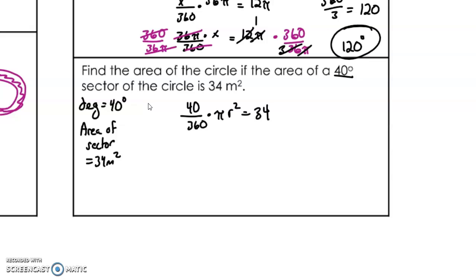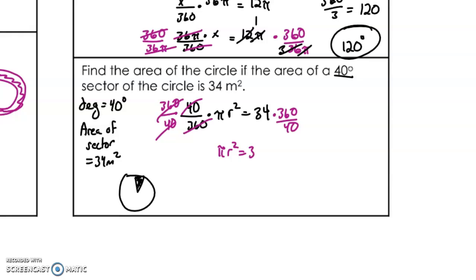Now we're going to solve for r, and once we know our radius, keep in mind all we're finding here is like a little pi piece. So once we know our radius, then we can go back and find the area of the entire circle. First, I'm going to multiply by 360 over 40 on both sides. So I take 34 times 360 divided by 40, and that gets me pi r squared equals 306.